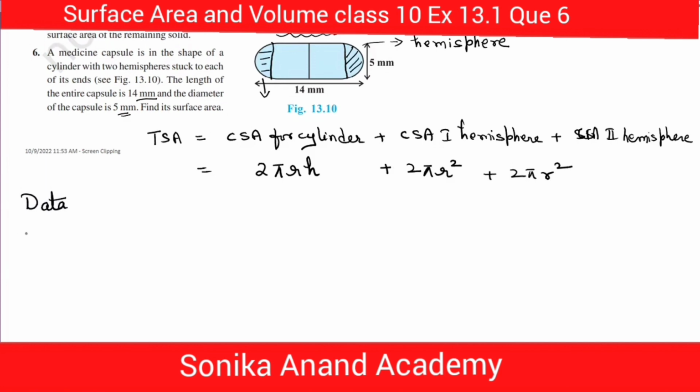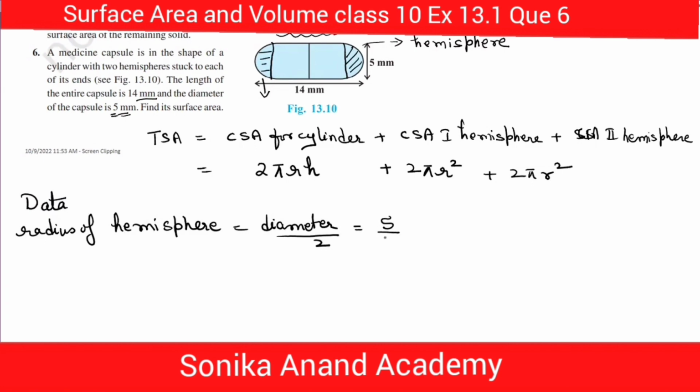Clear? Now radius of hemisphere is equal to diameter upon 2, because diameter is given to us, which is equal to 5 millimeter, that is 5 by 2. Now here we have to find the height of cylinder. Now total height of the capsule is 14 millimeter.